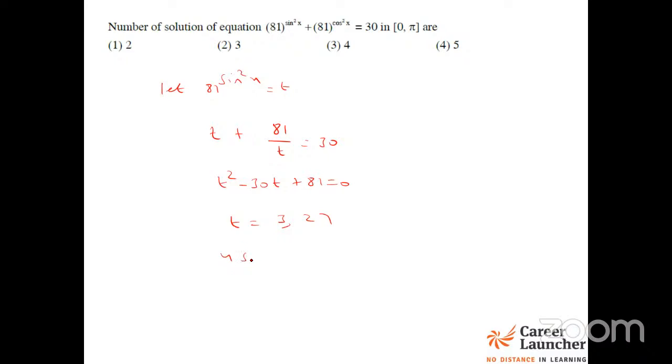So we get 3 power 4 sine square x equals... so what is 3 power 4 sine square x? So 4 sine square x will be equal to 1 or 3. So we get sine square x is equal to 1 by 4 or 3 by 4. So we get sine x is equal to plus minus half or plus minus root 3 by 2. So in between 0 to pi, there will be 4 solutions for this.